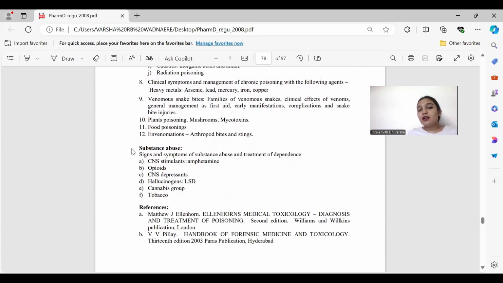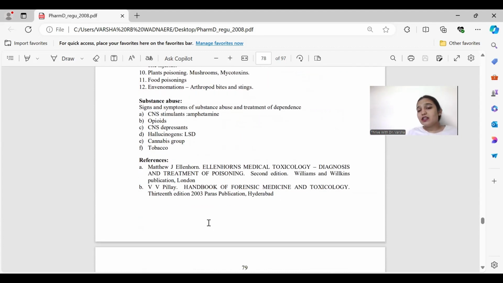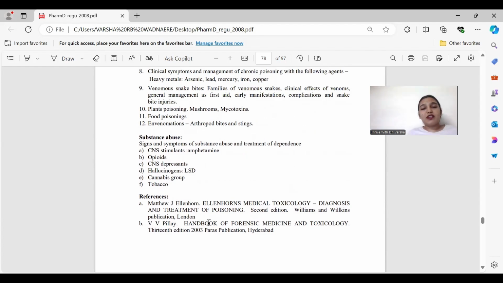And the next topic is substance abuse, signs and symptoms of substance abuse and treatment of dependence, that is CNS stimulants, amphetamines, opioids, CNS depressants, hallucinogens, LSD, the cannabis group, and tobacco. Any reference book or textbook you can refer to will be provided by the officer, so you can refer to that.